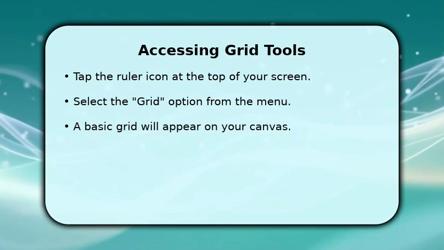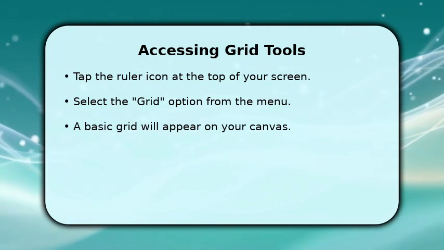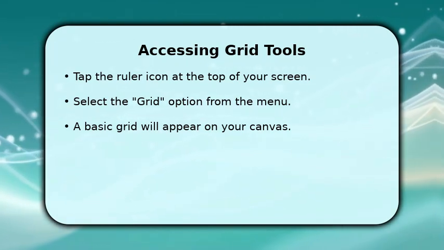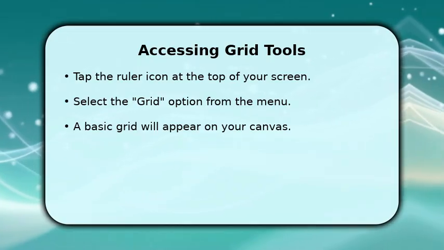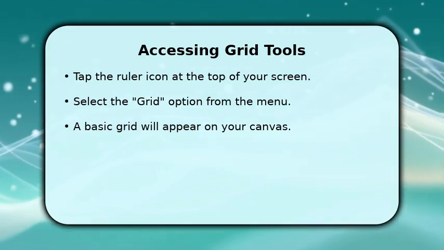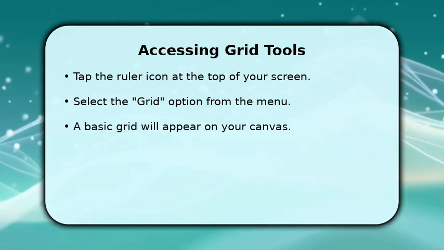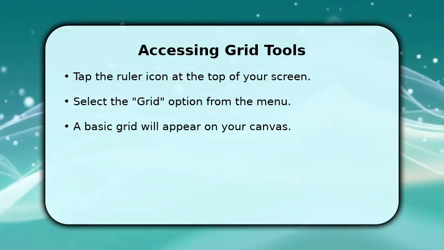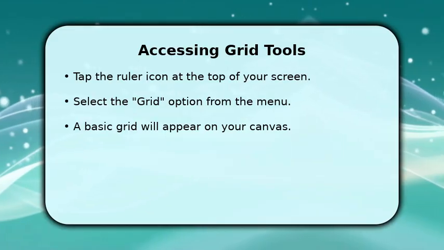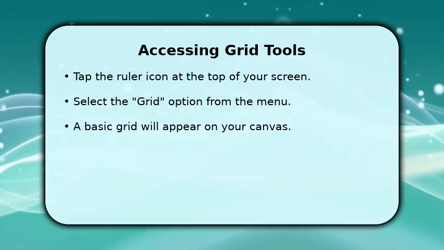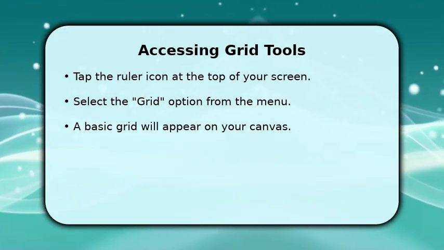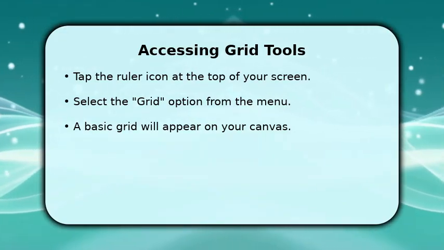To access the grid tools, look for the ruler icon located at the top of your screen. Tapping this icon will open a menu with various drawing aids. From this menu, simply select the grid option. Immediately, a default grid will overlay your canvas, providing an initial framework for your artwork. This is your starting point for precise drawing.